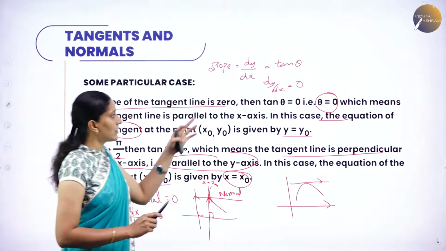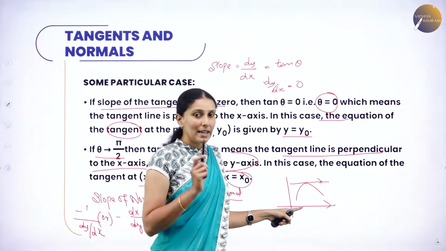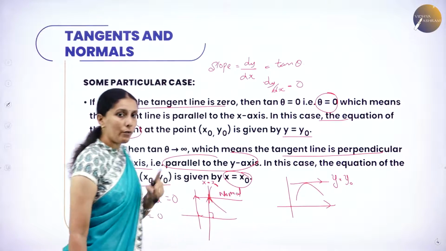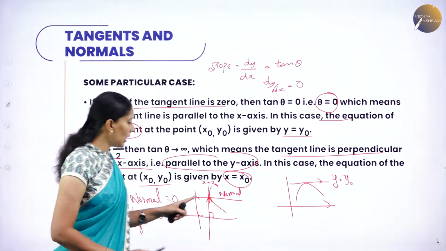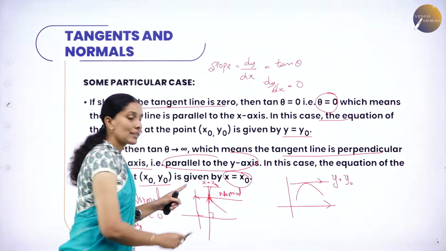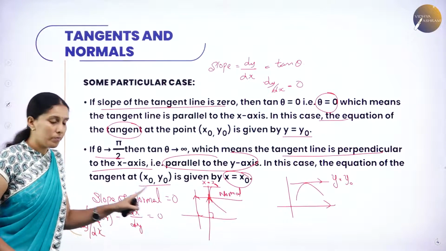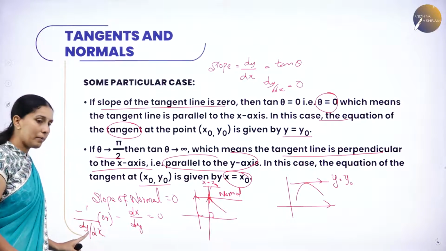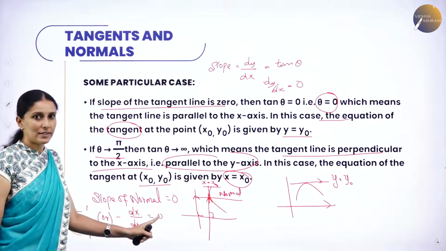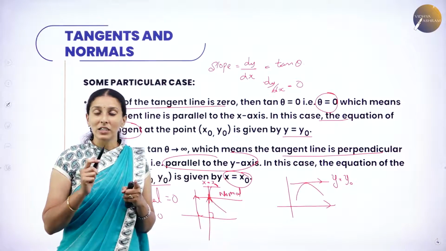Whenever the slope of the tangent is 0, that means the tangent is parallel to the x-axis and hence the equation becomes y is equal to y naught. And whenever the tangent is perpendicular to the x-axis or parallel to the y-axis, then the equation is x is equal to x naught. In that case, we can take the slope of the normal as 0. So here minus 1 divided by dy by dx, or minus dx by dy, is 0, because the slope of the tangent cannot be defined as it is infinity.